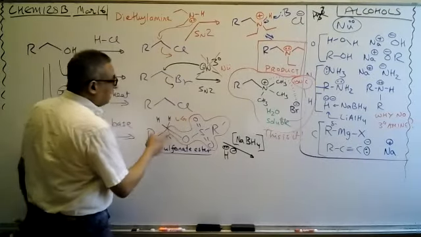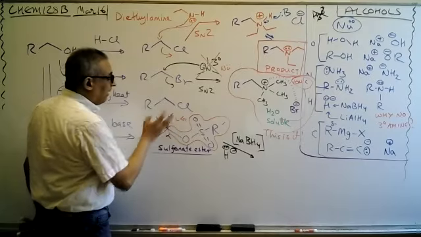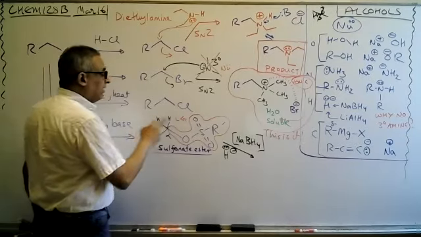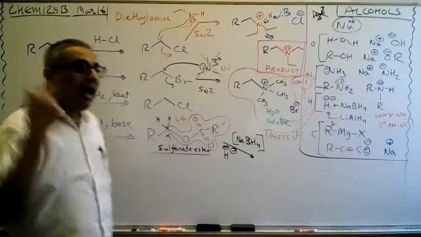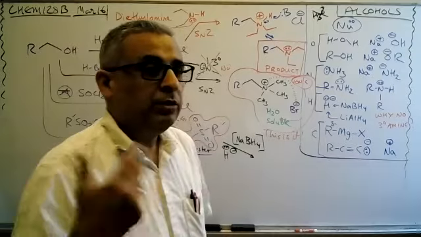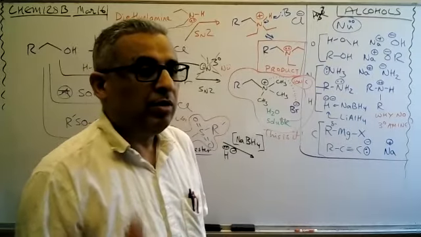When you have a CH2 leaving group, what kind of alkyl group is this? Is it primary, secondary, or tertiary? Primary. Thank you. Primary alkyl with a leaving group, do you think it will undergo SN1 or SN2? SN2.